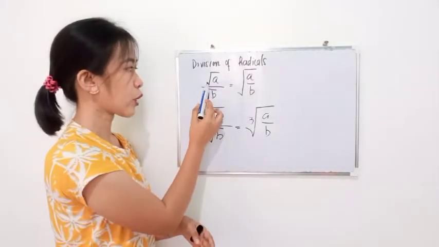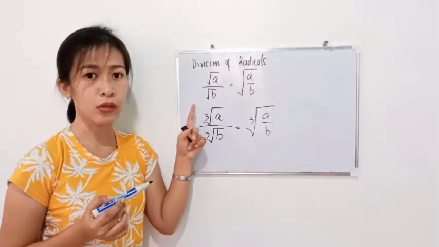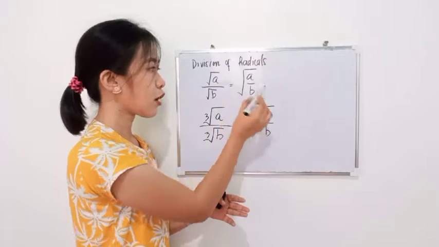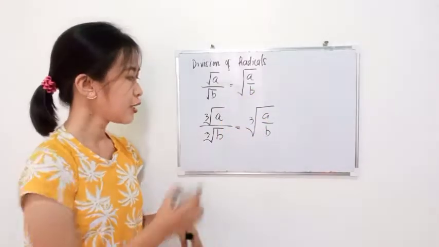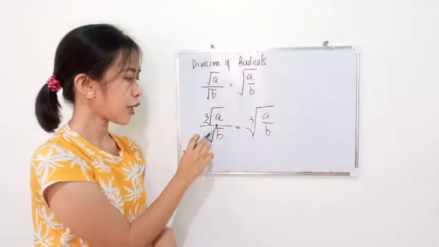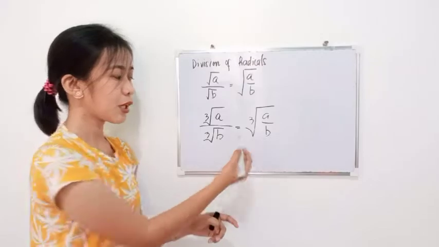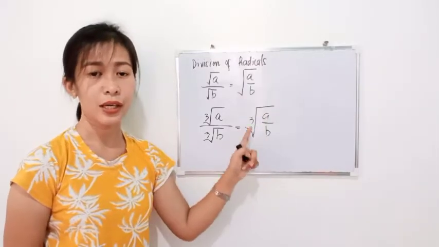Like for example, square root of A divided by square root of B. Parehas silang square root, therefore, kaya natin silang i-perform. We have the square root of A over B. Ganun lang siya. And then, we have cube root of A divided by cube root of B. As you can see, parehas silang cube root. And ganito lang magiging itsura niyan, cube root of A over B.